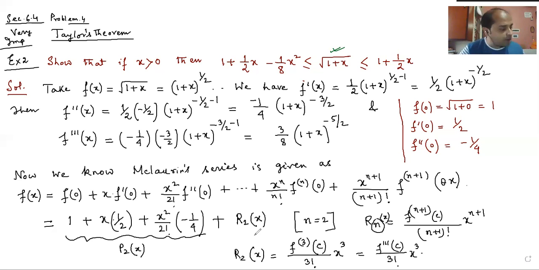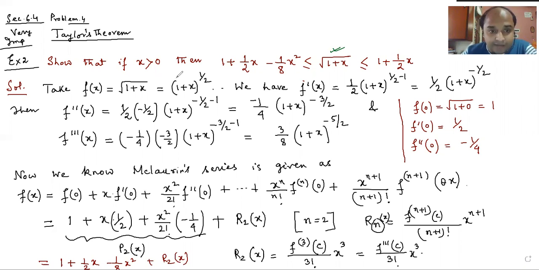Now our job is to show that R2(x) is positive, and if I can show that, then my job is done. Okay, and you see that it would be nice if I write one more term over here. So let us write it in the way 1 plus half x minus 1 by 8 x squared plus R2(x). So actually we have got an expression like this.